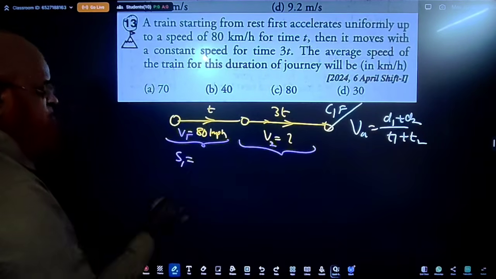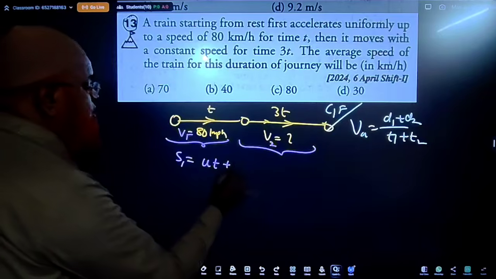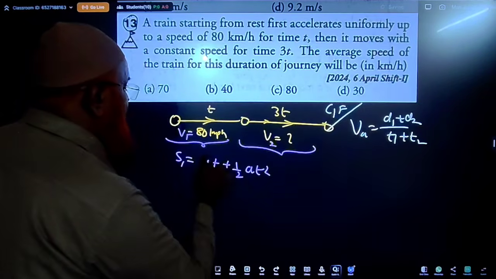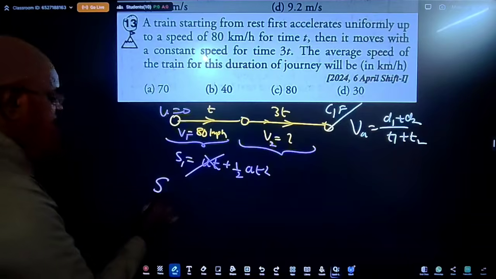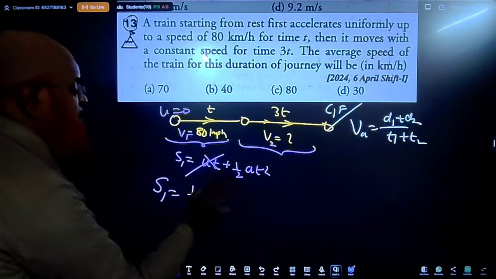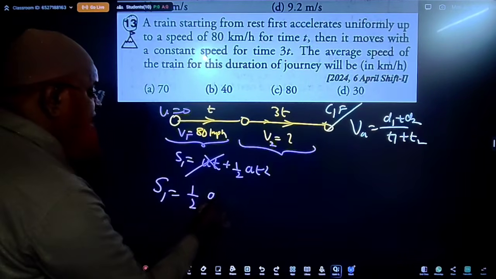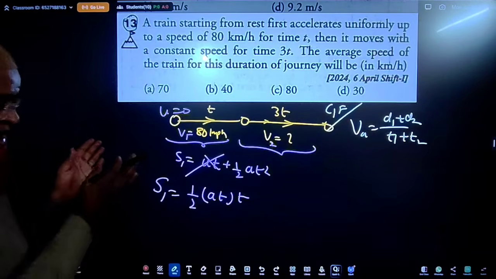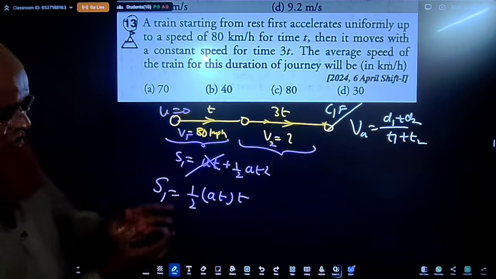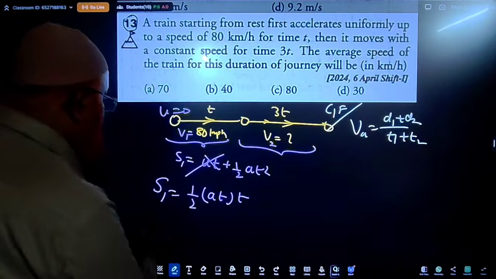S1, how will you find out? S1 is nothing but ut plus half at square. U is 0, he said in the problem it is 0. And S1 is nothing but half a into t into t. Half at square can be taken as a into t into t. Okay, so what is the use of this?